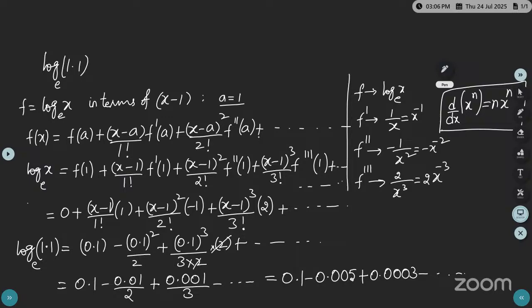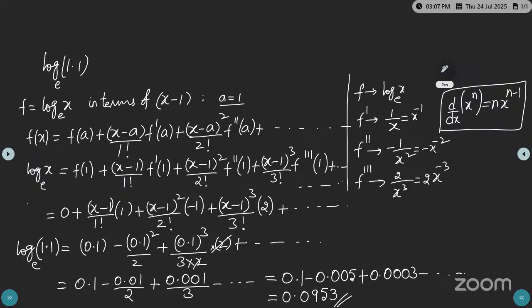What is the value? 0.0953. Log 1 is 0. Log 1.1 is 0.0953.